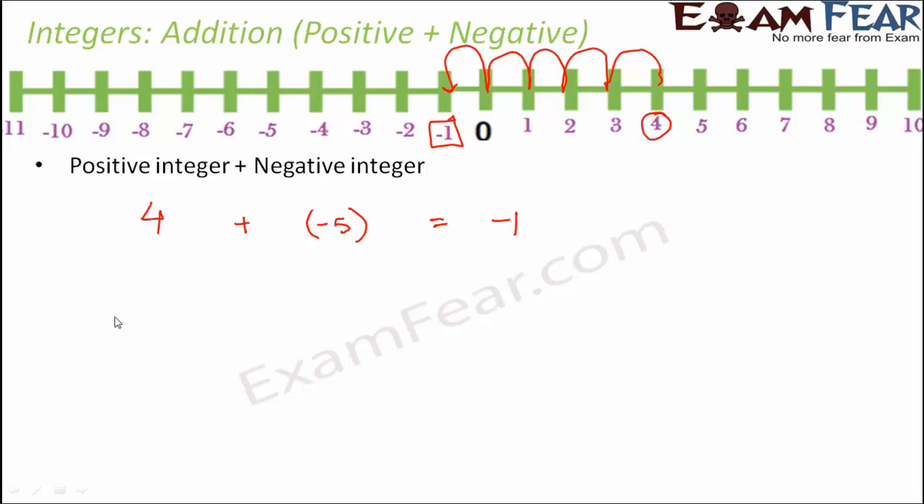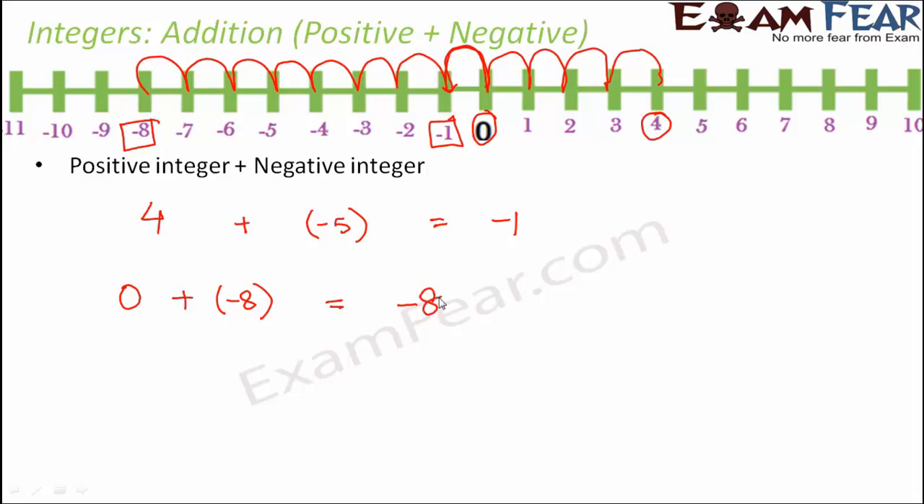Let us take yet another example. Let's say 0 plus minus 8. In this case, the given integer is 0. So here is 0 and from 0 we will have to move 8 steps. Here also we are adding a negative integer. Therefore it will move towards the left. 1, 2, 3, 4, 5, 6, 7, 8. So we have reached at minus 8. So this would be minus 8.